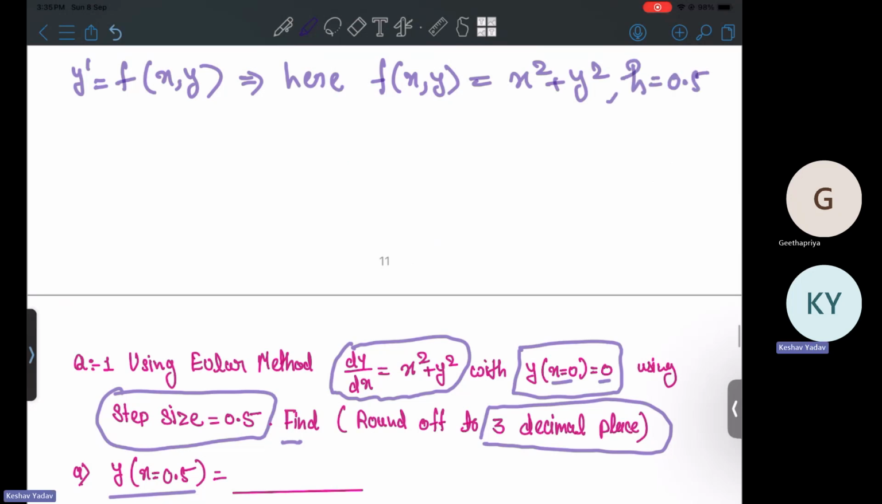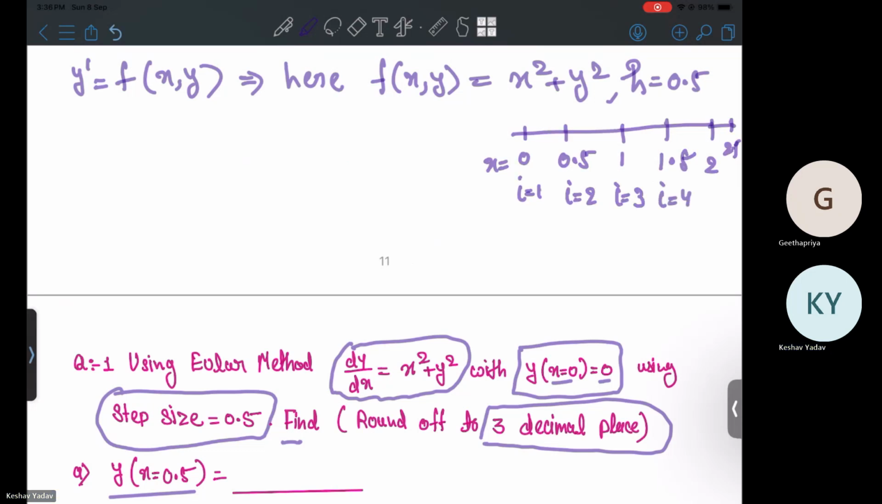h is 0.5. Then we can write, suppose this is my grid: x values 0, 0.5, 1, 1.5, 2, 2.5. Okay, so this is i equal to 1, i equal to 2, i equal to 3, i equal to 4, i equal to 5, and i equal to 6. Okay, so we need to find y.